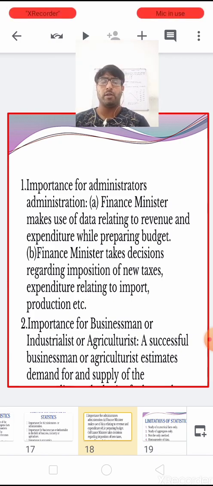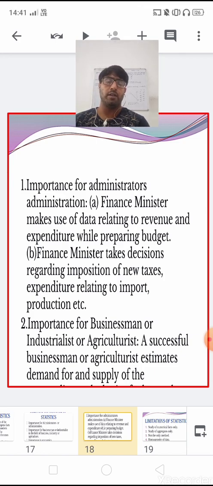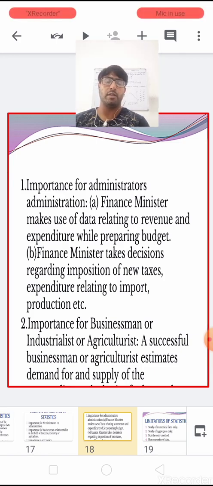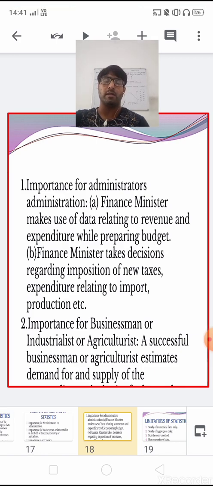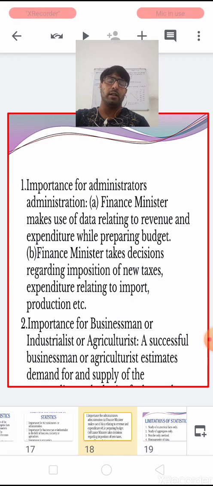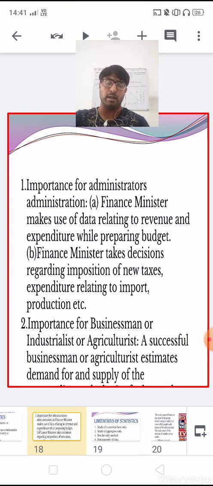And the importance of statistics is also there for business or industrialists, as I just said, or for agriculturalists, because for a successful business or agriculturalist, estimating demand or supply is done on the basis of past trends, on the basis of past numerical figures and values.